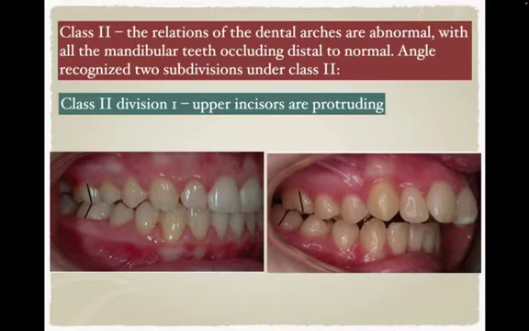So if you look here at the case, you can see that the molar relationship is a class 2. When you have a class 2, it means that we have a discrepancy in the anterior-posterior relationship between the upper jaw and the lower jaw, with the lower jaw in a more retruded position, meaning that the mandible is going posteriorly compared to the maxilla. So here, in this kind of malocclusion, we have an anterior-posterior problem that might be accompanied as well by local problems like we mentioned in the class 1, like crowding, spacing, crossbite, and all of that.